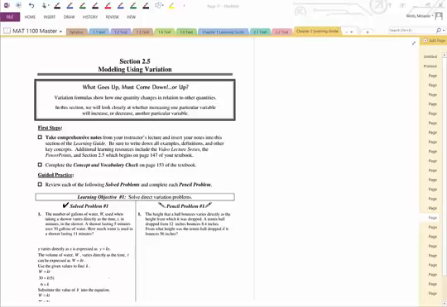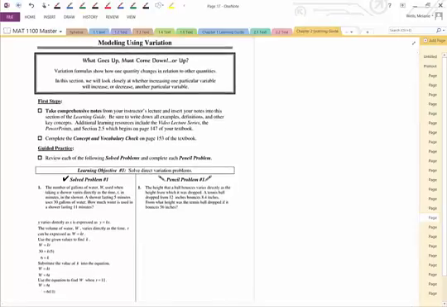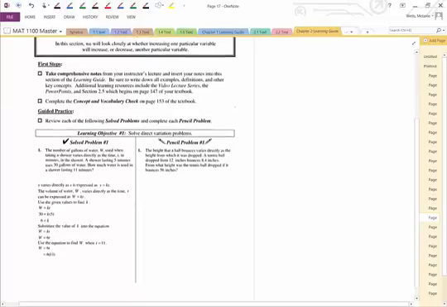In 2.5, we're going to look more at variation. Make sure you look at the video where we have examples from the textbook. These are looking a little bit more at some applications. And that gives you the introduction more to just the structure of direct and inverse variation.